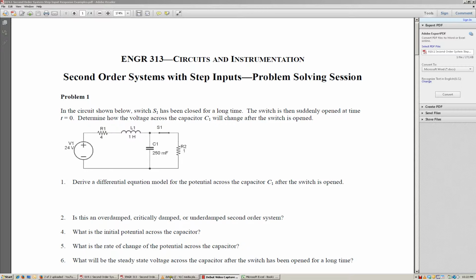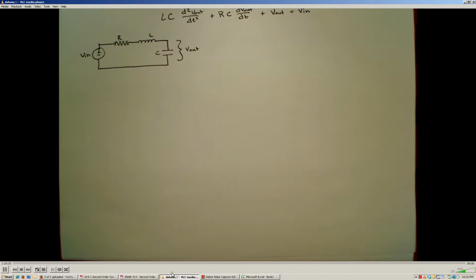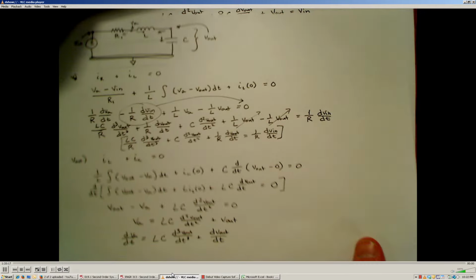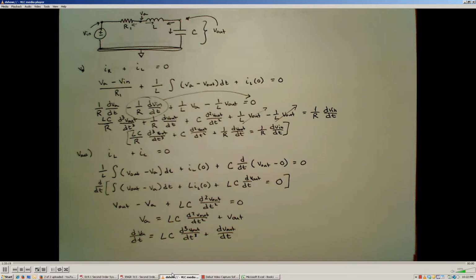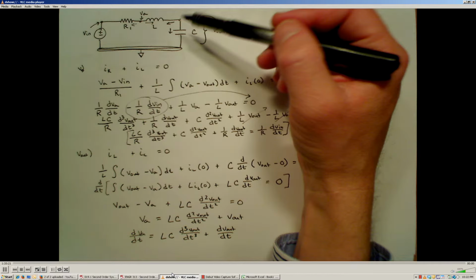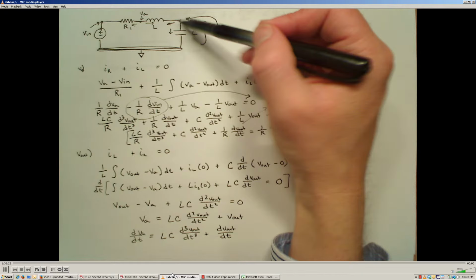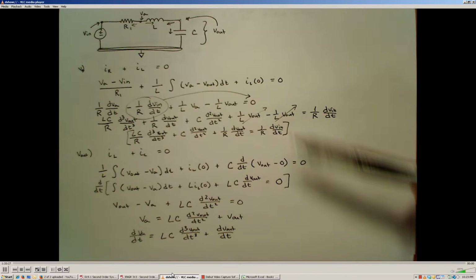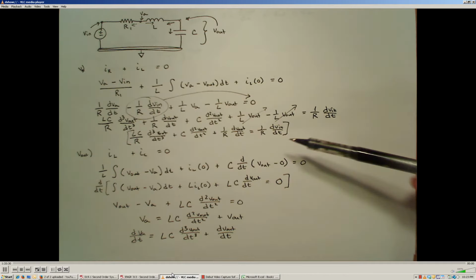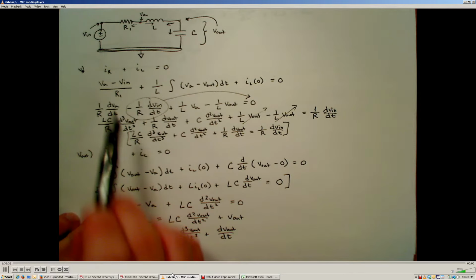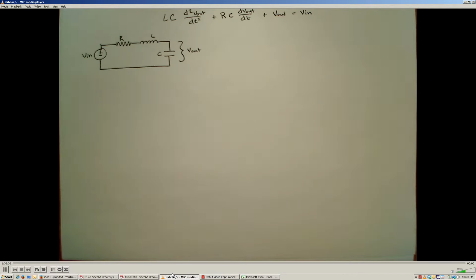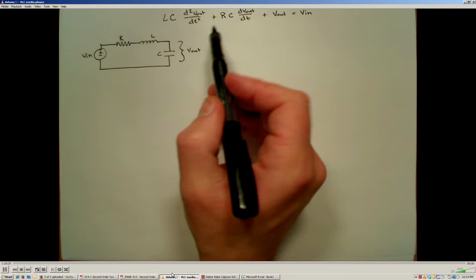If you'll recall, when we did the node voltage method, we identified our nodes and we had to establish node voltage equations for two nodes and then couple those two nodes together so that we could come up with the final differential equation that represents how the voltage across the capacitor changes. And this was the equation that we derived from that process.